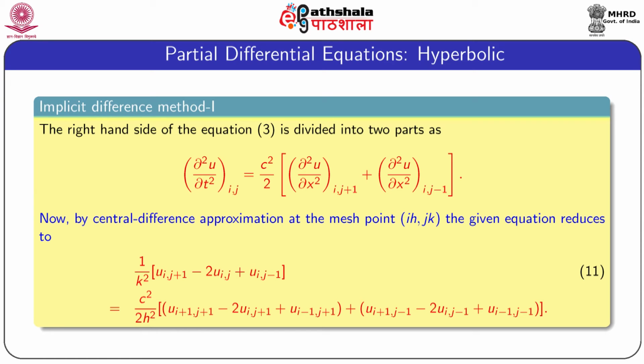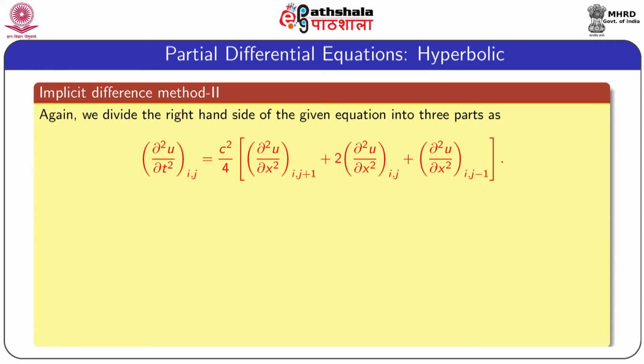Now we present another implicit formula to solve the hyperbolic partial differential equation. In this formula, the right hand side is divided into three parts, and the coefficients of the parts are 1, 2 and 1. So these can be taken as the weights of the parts. The parts are 3, but the weights are 1, 2 and 1. That means the sum of the weights is 4. That is why the right hand side is multiplied by c²/4. And these three terms are approximated by the central difference scheme at the mesh points (i, j+1), (i, j) and (i, j-1).